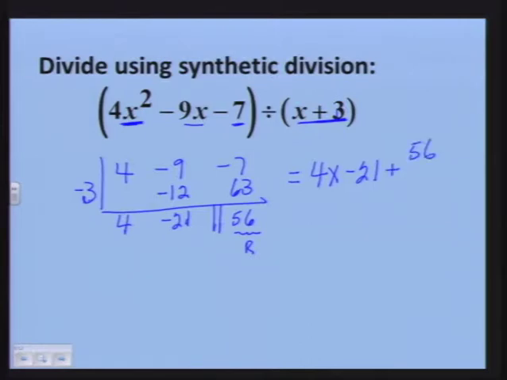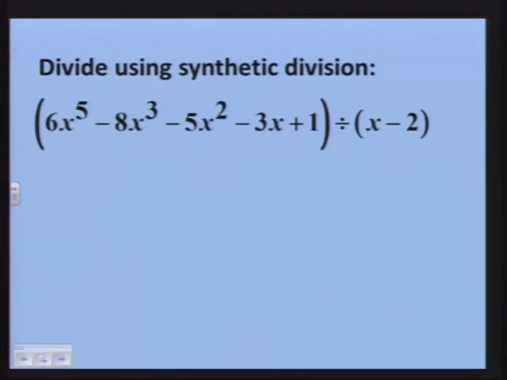Plus 56 divided by x plus 3. Remember, a few minutes ago, we didn't have a remainder except for 0, of course, and when we saw that 0 remainder, we knew that we had factors. So that's my answer. Isn't that a lot quicker? Well, let's do another one.